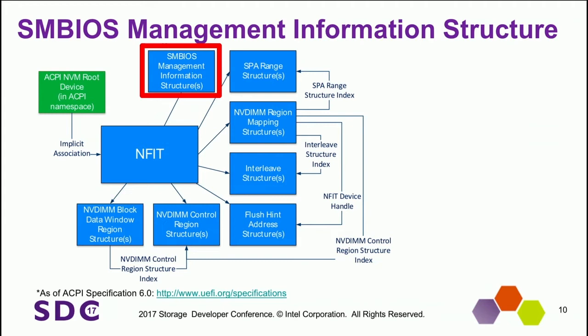So the type 17 memory device table also gives us things like the size of the DIMM, the form factor, the device locator and bank locator of where the DIMM is located on the board. And together with the control region structure, this basically rounds out all of the information we need about the physical NVDIMM itself.